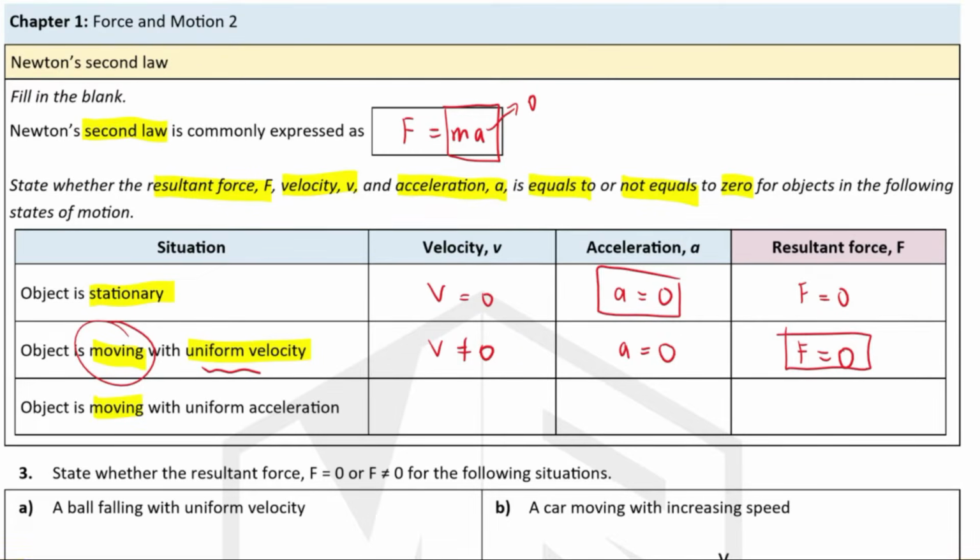Third situation, moving with uniform acceleration. In this case, velocity is not 0, the object is moving. Acceleration is also not equal to 0 because there is uniform acceleration. Therefore, the resultant force is not equal to 0.